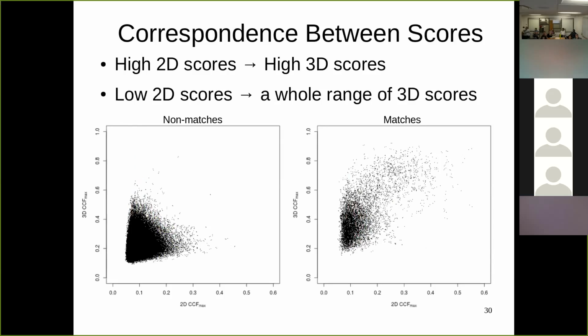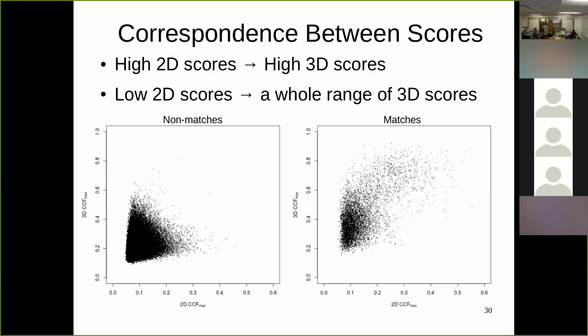Instead of looking just at the overall distribution, we're also interested in comparing the specific pairs. So for each pair of cartridge cases, we would have both a 2D score and a 3D score. So we can plot the 2D score on the horizontal axis and the 3D score on the vertical axis. And I've split this into non-matches on the left and matches on the right. So there's a couple of possible ways that this plot can turn out.